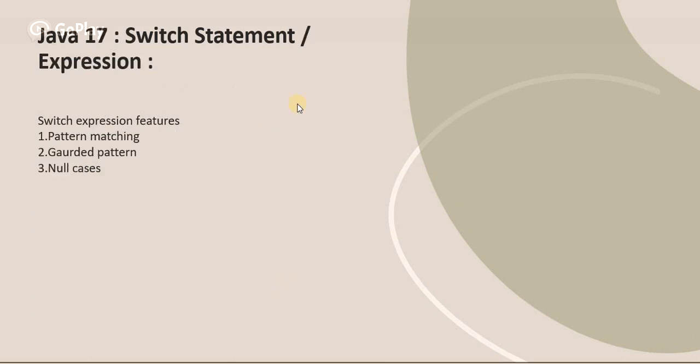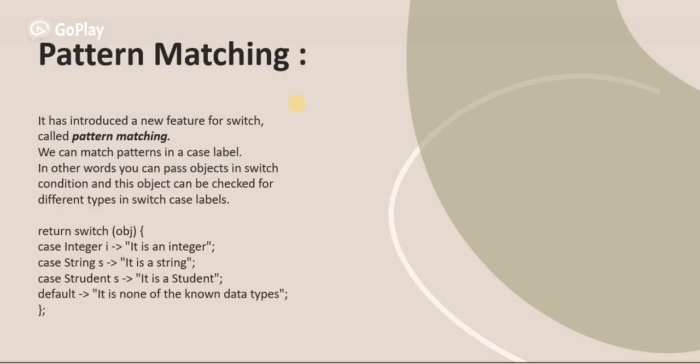And now come to Java 17. Java 17 has new switch expression features, like pattern matching, guarded patterns, and the null case. So I'll explain this pattern matching. What does it actually do? Pattern matching is a new feature of Java 17 as a preview feature. We can match the pattern.